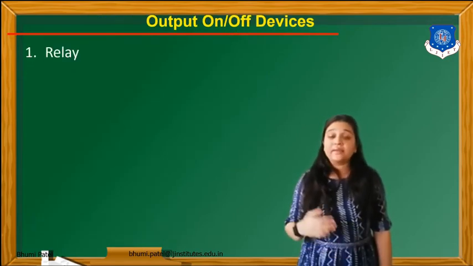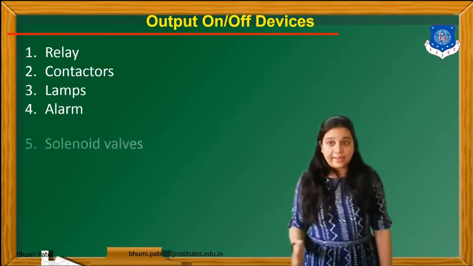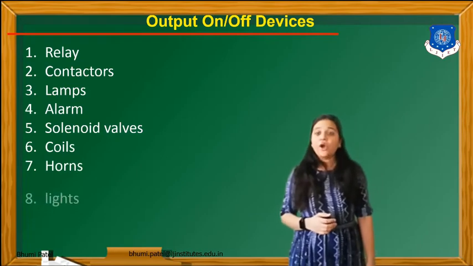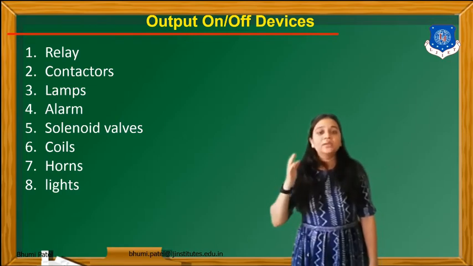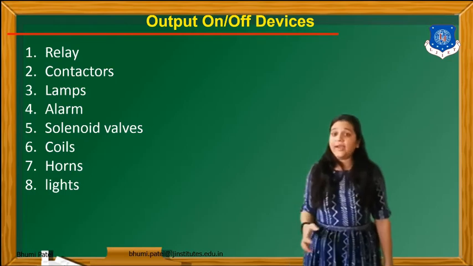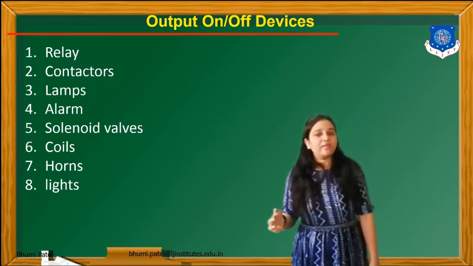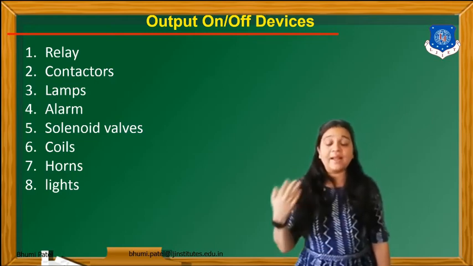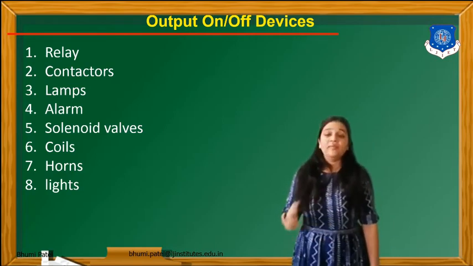Okay, so we can connect a relay as the output device, contactors, lamp, alarm, solenoid valves, coils, horn, lights. Okay, so if the input is on, at that time my output goes on. That means we can connect the alarm or the lamp or the light or the LED with the output device. So if input is applied, if the push button is pressed, my LED goes on, the light goes on, the alarm will be ringing. So that is the output on/off device that we have to connect with the PLC hardware.